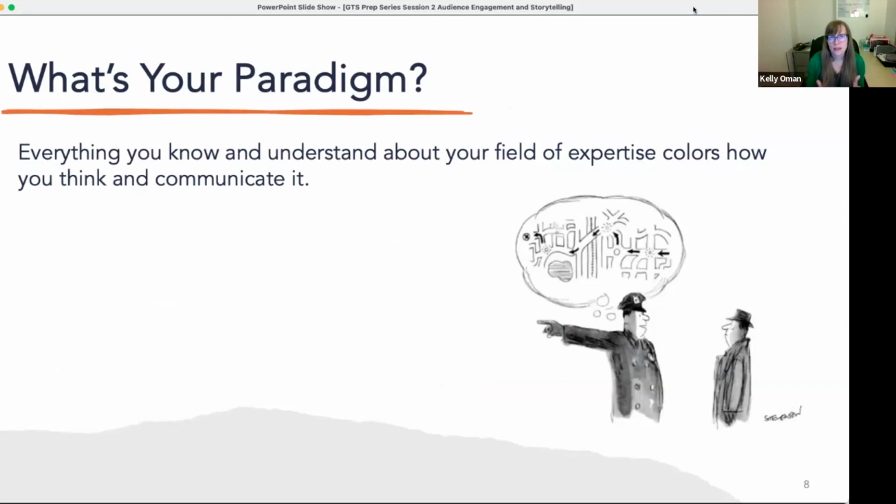And that brings us to this idea of a knowledge paradigm. So this is exactly what we're talking about here, understanding where your audience is starting and getting them where you want to go. So everything you know and understand about your field of expertise colors how you think and communicate it. And we love to use this cartoon of this police officer who is giving instructions or directions to this person from out of town on how to get somewhere. And because the police officer has been walking these streets for 20 years and knows this city like the back of his hand, he is able to give step-by-step perfect instructions to get there.